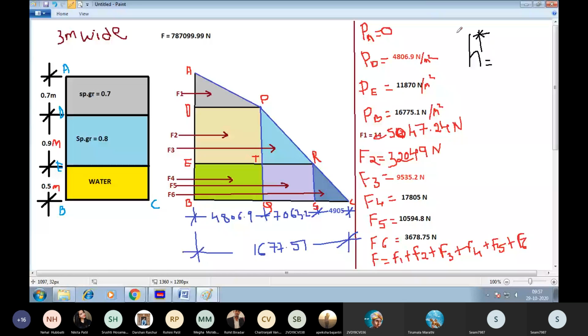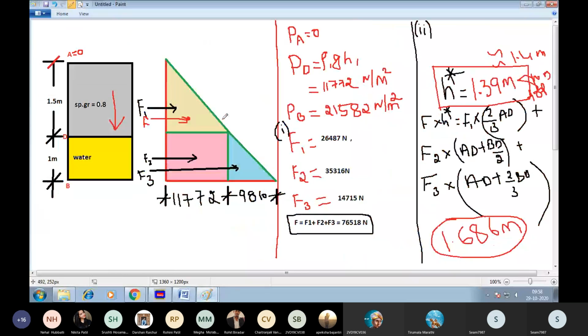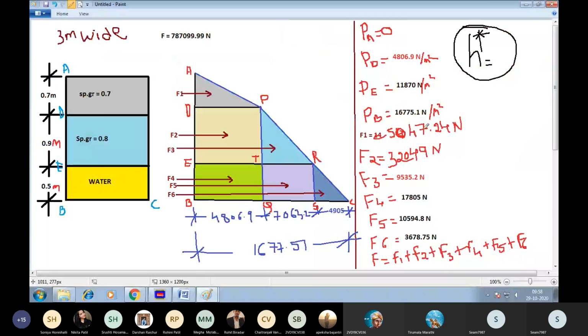So again, today afternoon, that is from 1 to 2 p.m., I'm going to take the class. So come with the answer. Okay. Calculate the value of H star. And today we have discussed the two problems. Similar kind of problem where in first case, there were only two liquids. And in the second case, we have considered three liquids. And we have identified the total pressure exerting on this particular container, and now calculate the value of H star.